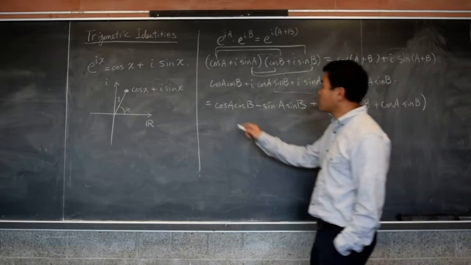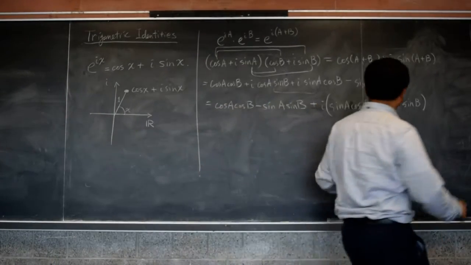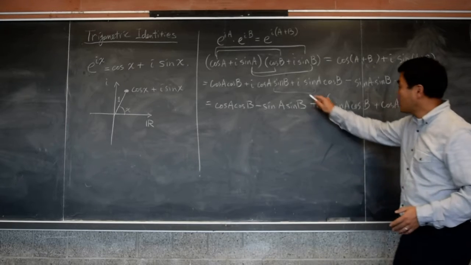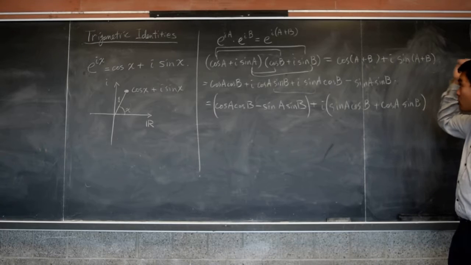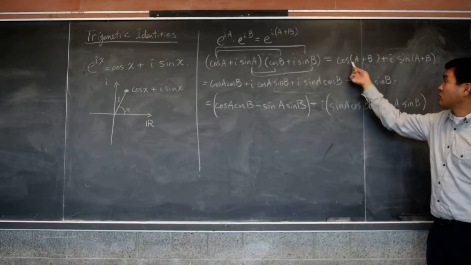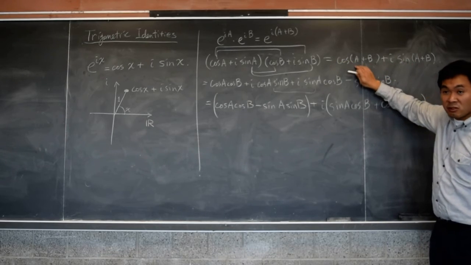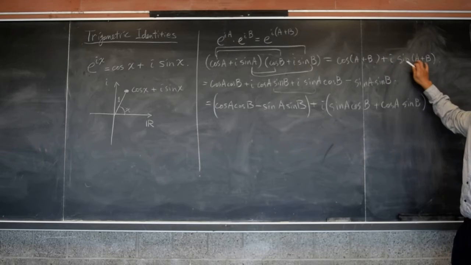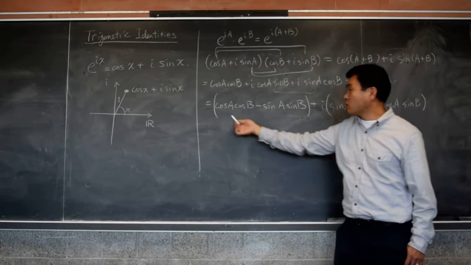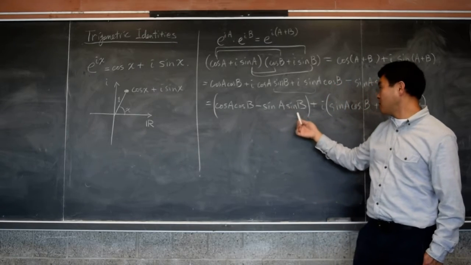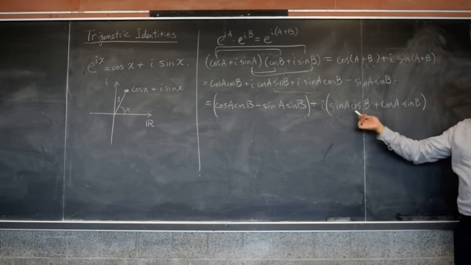So we just worked on the left side and simplified the left side. And this left side should equal the right side, which is this. If you compare the right side and the left side, you can see that the real part on the right side is cosine of A plus B. That's the one that doesn't have the i attached. The one that has i attached is the imaginary part. The real part is cosine of A plus B, whereas the real part here is cosine A cosine B minus sine A sine B. And if you look at the imaginary part here, that's the same as the imaginary part here.